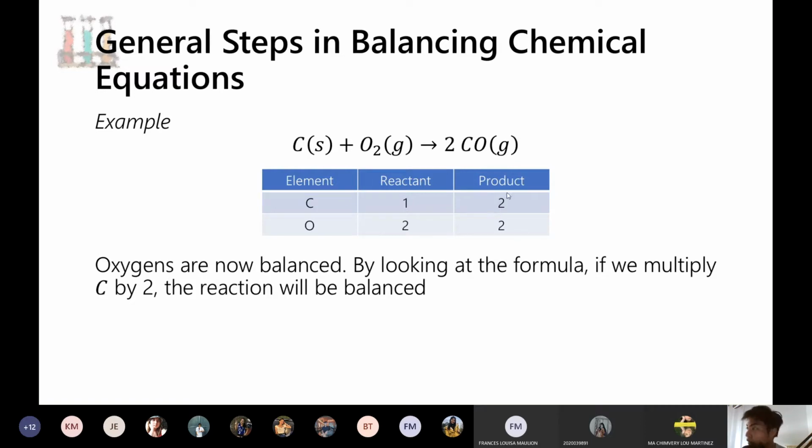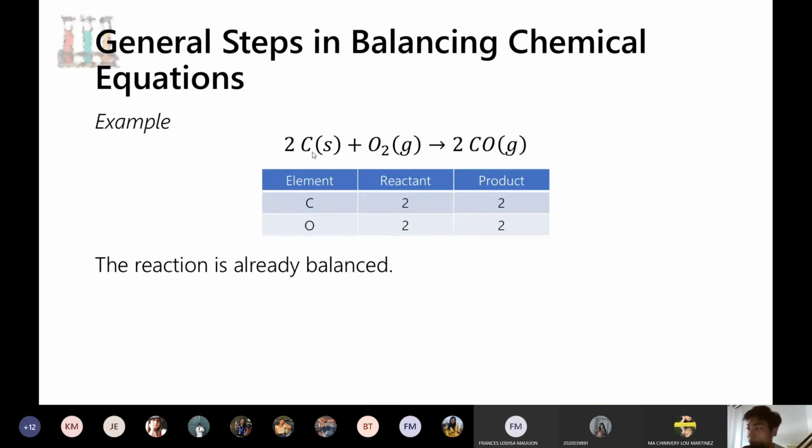And then, eventually, we are going to balance the carbons kasi hindi na sila balance. Balance na yung oxygen but the carbons are not balanced. So to balance carbon, you just introduce a coefficient to carbon. So balance na siya. Ganun yung generic, di ba?